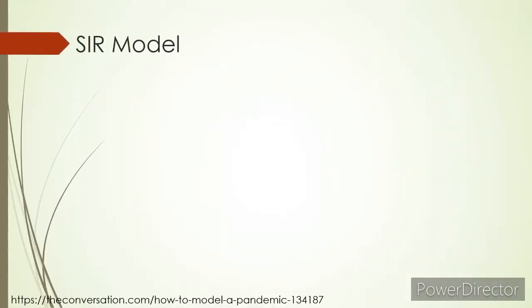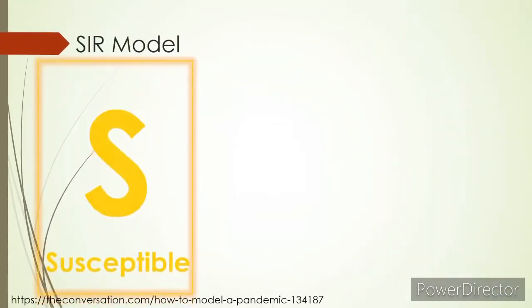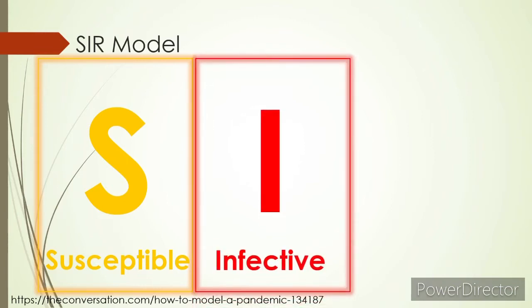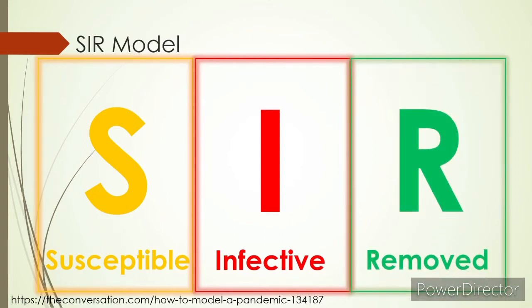The SIR model divides the population into three groups. First is the susceptible. These are the people who could potentially acquire the disease. Second is the infectives. These are the people who already have the disease. And third are the removed. These are the people who have either already recovered from the disease or have passed away due to it.